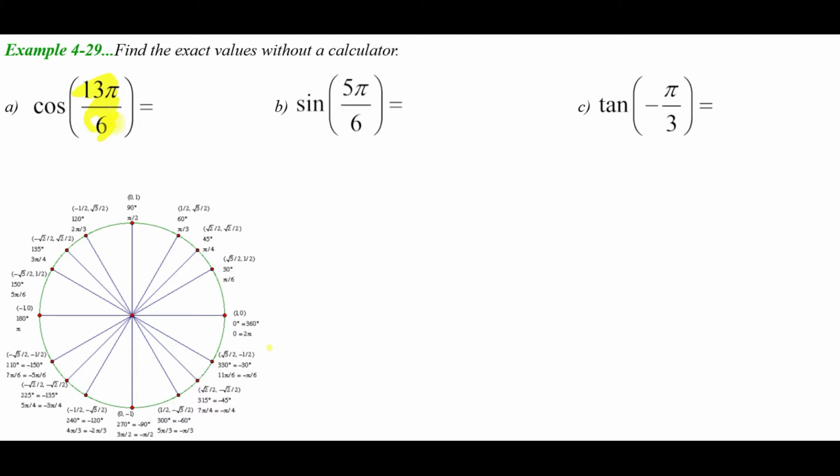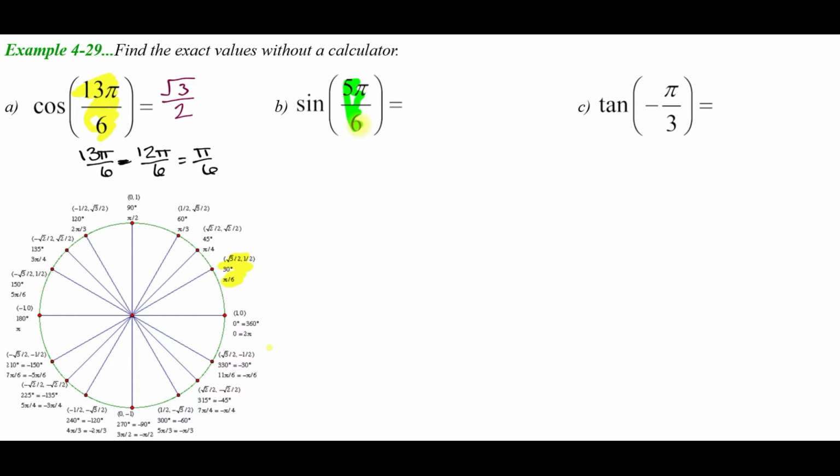13 pi over 6. Start looking around your circle. You remember 13 pi over 6 is not on my circle, so again, what we have to do is find the coterminal rotation. So we add or subtract a whole circle. 13 pi over 6 minus a whole circle, which is 2 pi, which would be 12 pi over 6, gives us just pi over 6. So I'm at this point right here. We want the cosine value, which is the x-coordinate, so my answer is just radical 3 over 2.